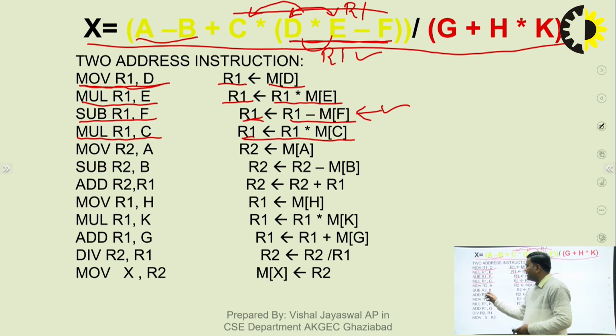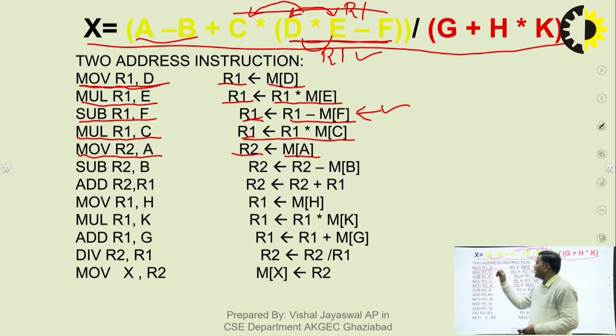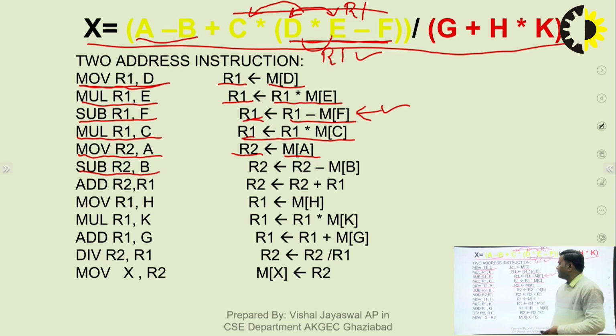So for fetching A, we use the move instruction. Move R2 comma A means M of A is fetched from the memory and going to the processor register, that is R2. After that, we have to use subtract because we have to perform A minus B. So here we are going to use subtract R2 comma B, means R2 tends to R2 minus M of B. It means that A minus B is performed, and the A minus B result is in R2 register.